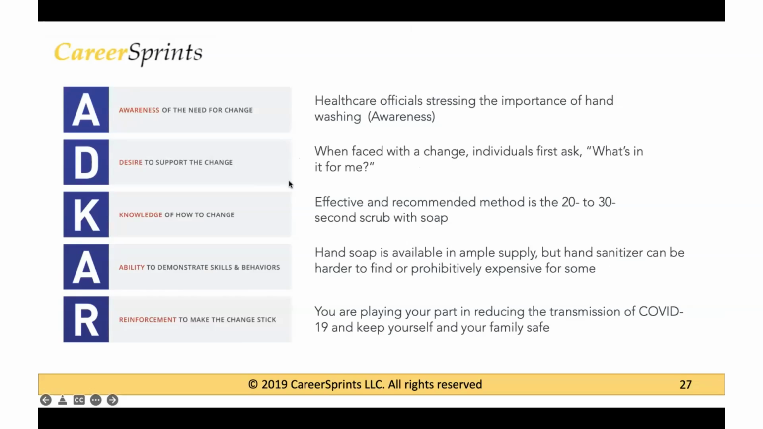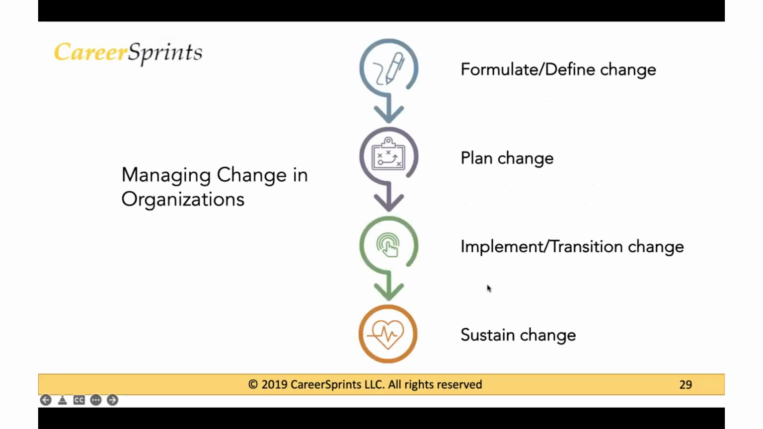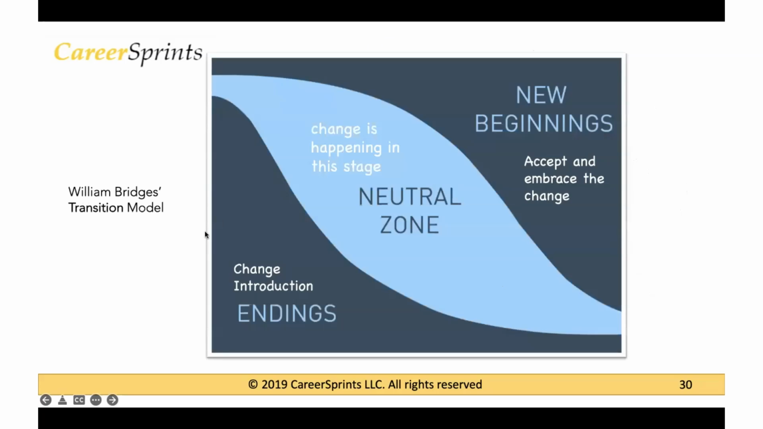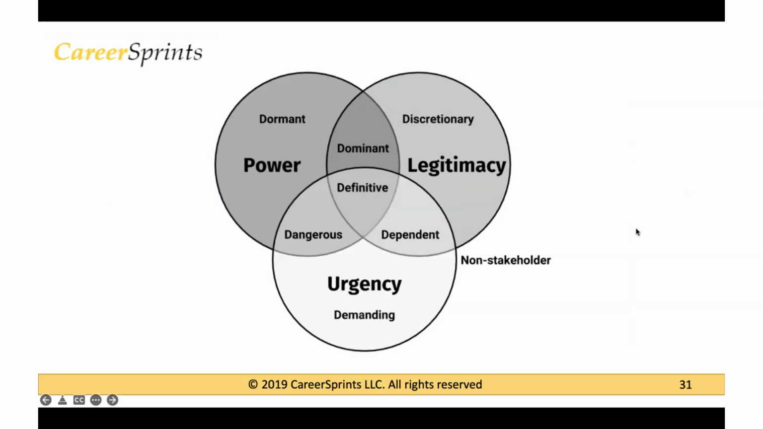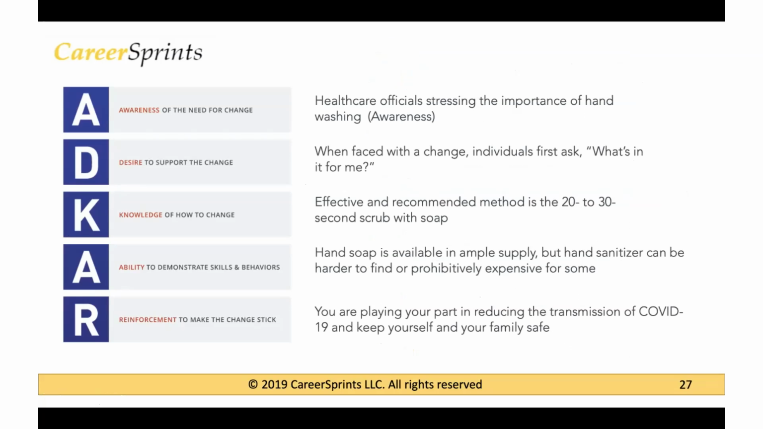Now, the next thing we are going to talk about are change models. So there are different change models that we are going to talk about. We're going to talk about the ADKAR model. We're going to talk about the 8-step process for leading change. We are going to talk about managing change in organizations. We are going to talk about the transition model. And we are going to talk about the salience model, which is a model that is used in stakeholder analysis. So I'm just going to quickly run through all of these models. I'm not going to explain to you in a lot of depth. You can read about it more on the internet. But for the PMP exam, you just need to know it at a high level.